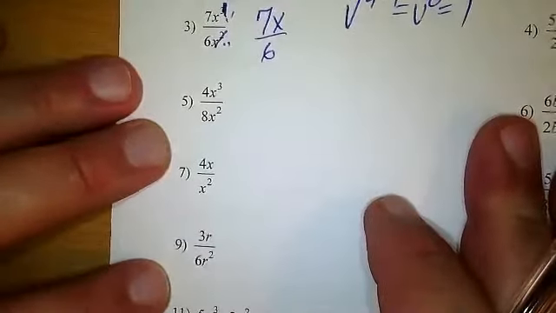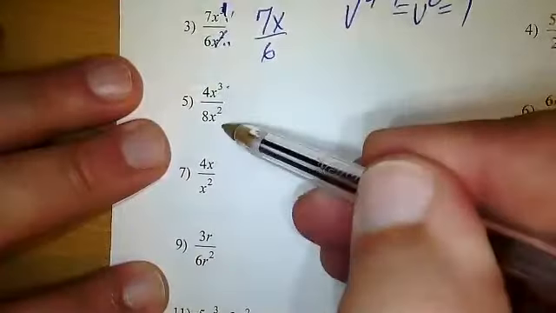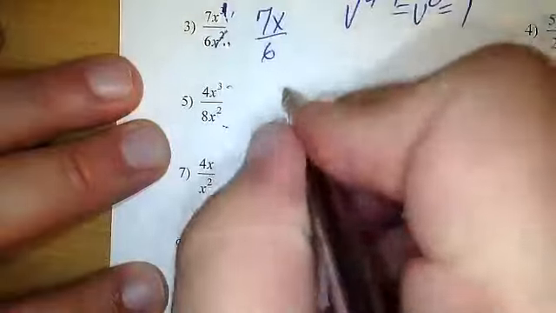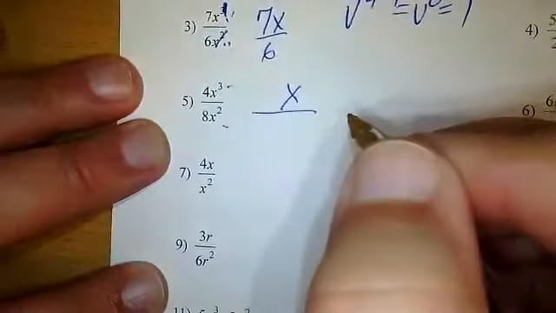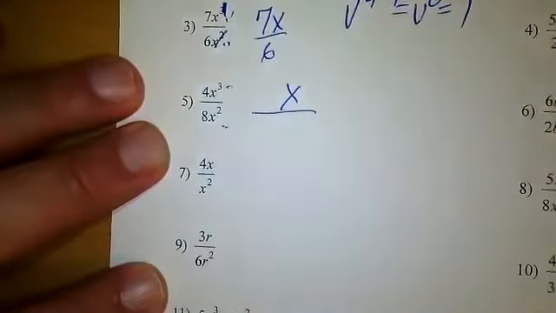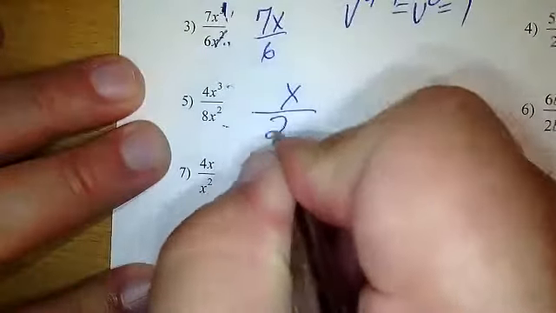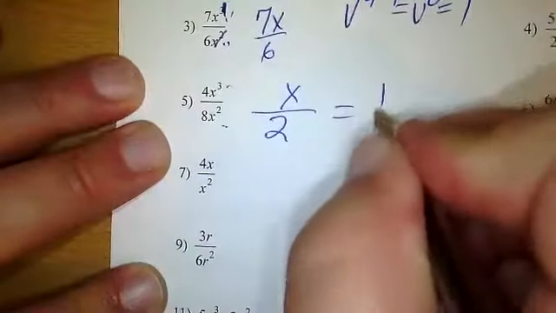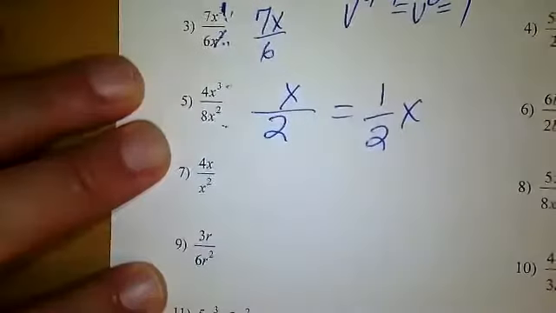Let's look at the next one down. What's this one going to be? Number 5. How many x's up? How many x's down? 3 up, 2 down, right? So how many are going to be left? I'm going to have 1 x on top, right? What happens to 4/8? It becomes 1/2. x over 2 is the same thing as 1/2 times x, isn't it?